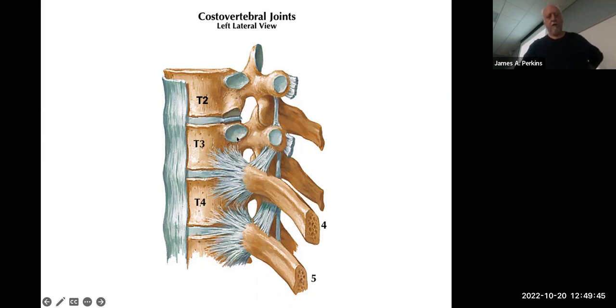So remember that the tubercle of the rib articulates with the transverse process of the vertebra that has the same number, whereas the head of the rib articulates with two different vertebrae, the vertebra with the same number and the vertebra immediately above it. There's an interesting implication to this idea that each rib articulates with two different vertebral bodies, the one that has the same number and the one right above it.